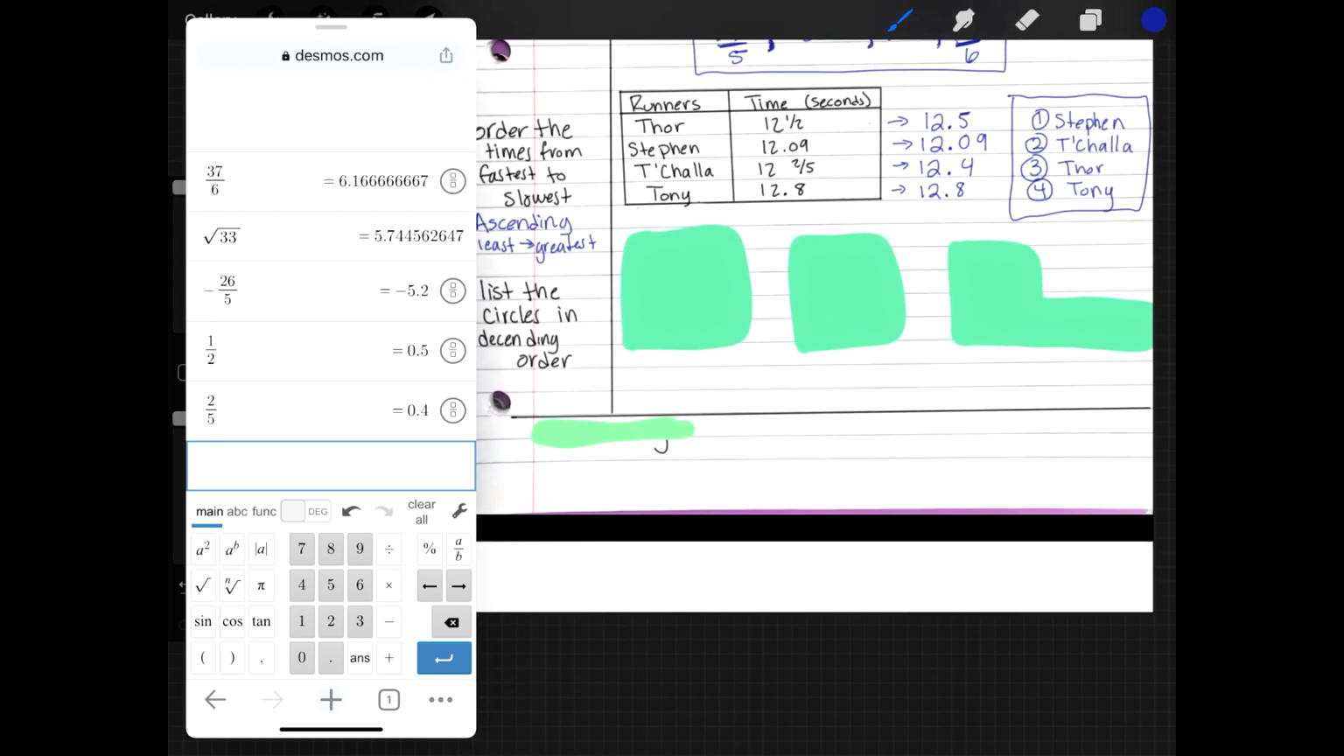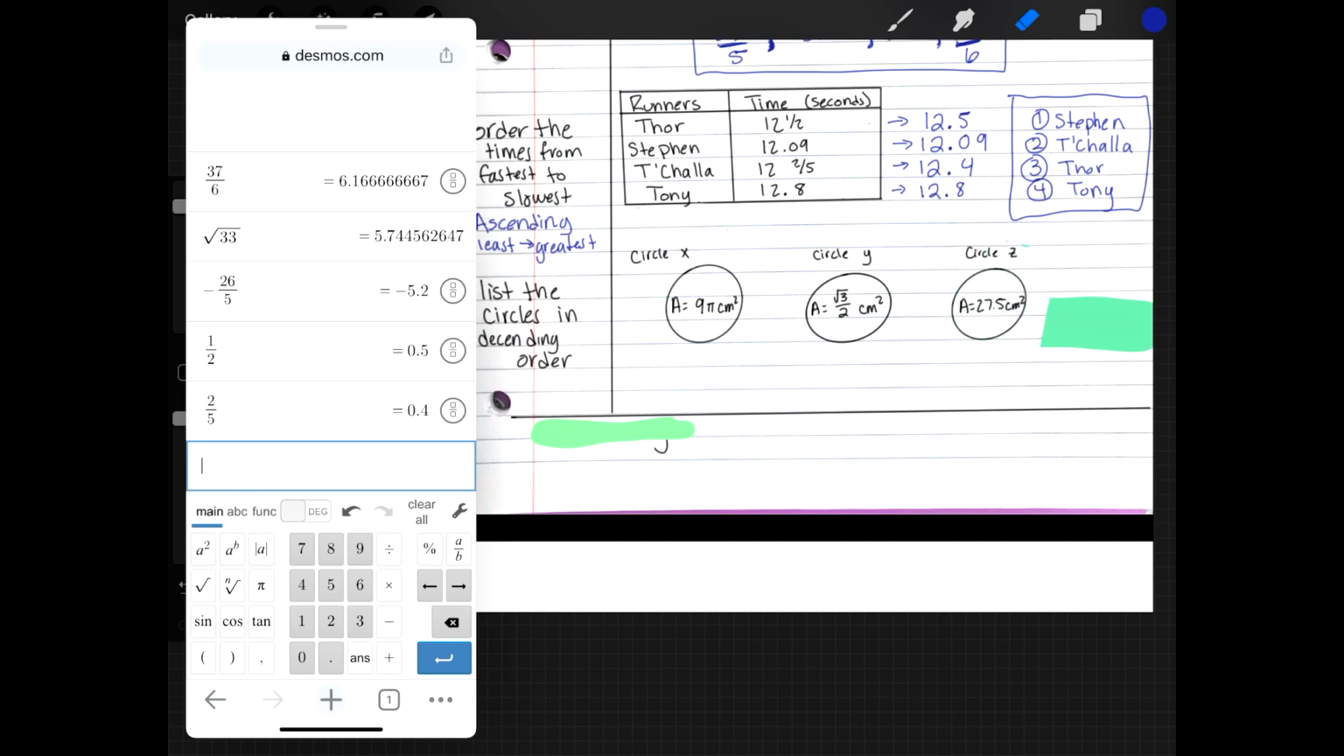All right, so for the last example, we're going to list the circles in descending order. For the circles, we have the area of each circle. Circle X has an area of 9 pi centimeters squared. Circle Y has an area of the square root of 3 divided by 2 centimeters squared. And circle Z is 27.5 centimeters squared. And obviously these are not drawn to scale. Okay, let's look at these.